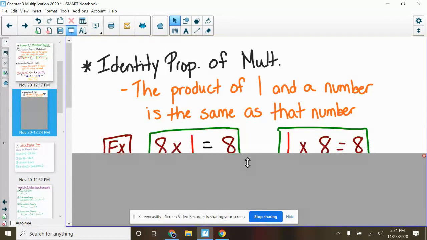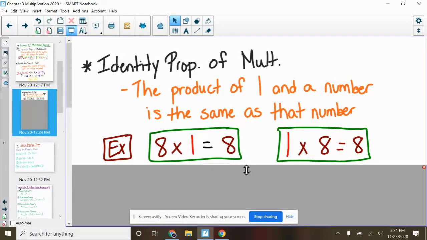So here's an example of what that means. This is where if I were to take a number, any number, like in this example, the number 8. If I multiply it by a number 1, the product is still 8. So as you can see, it is that other number. And I can reverse those factors. I can have a 1 times an 8, and I'm still going to get the product that's going to be an 8. Okay? So again, I know that I'm moving kind of quickly, but that's because this is a recording.